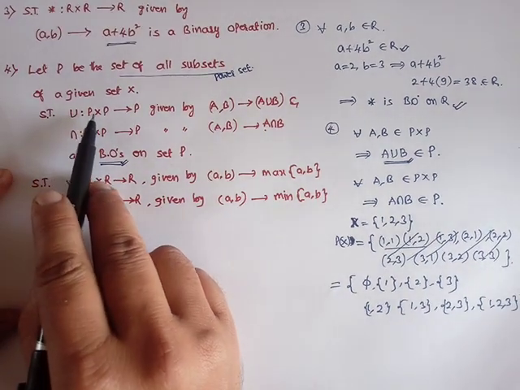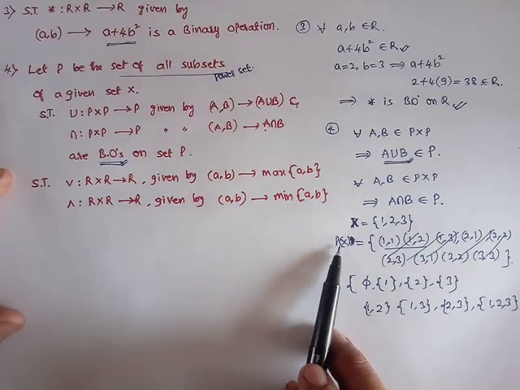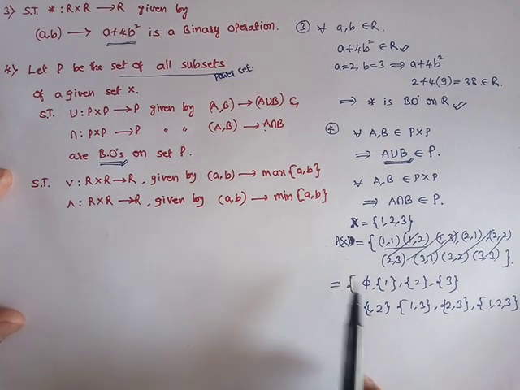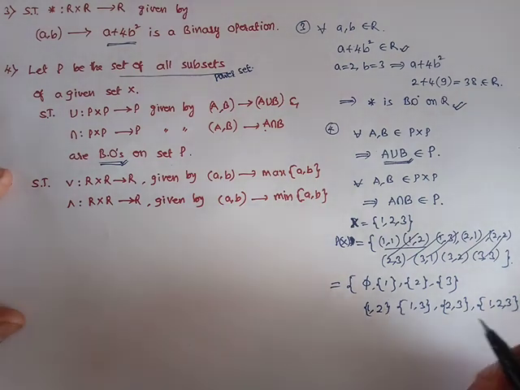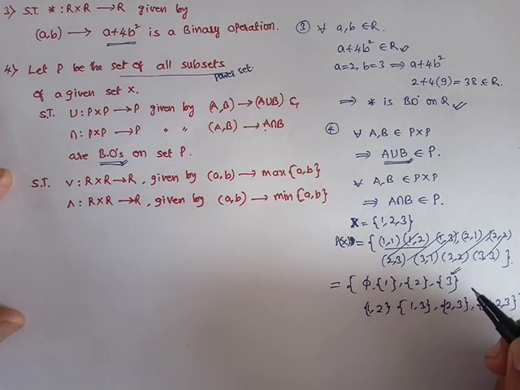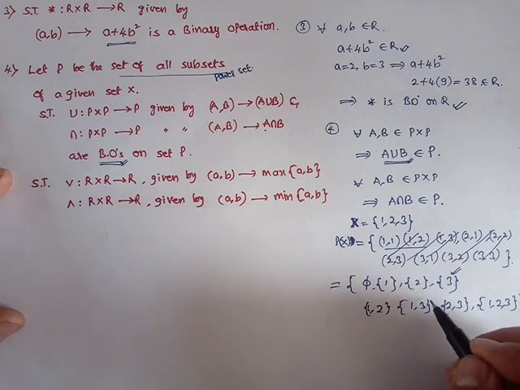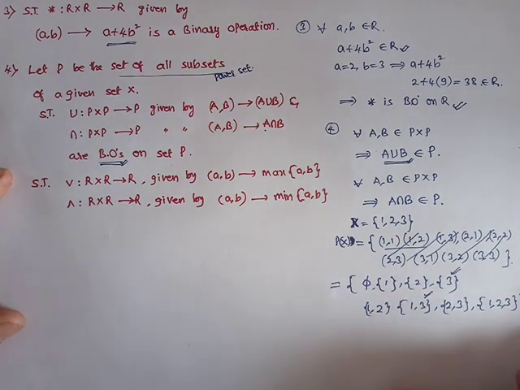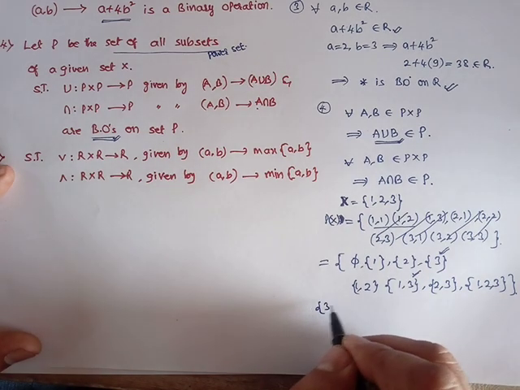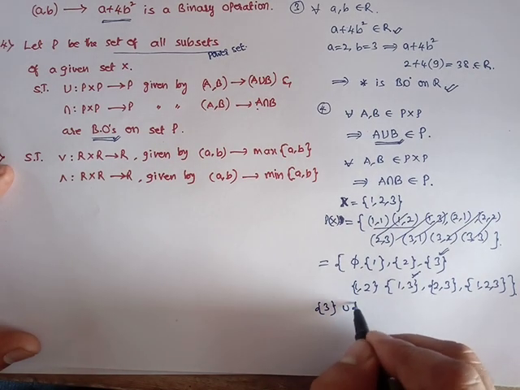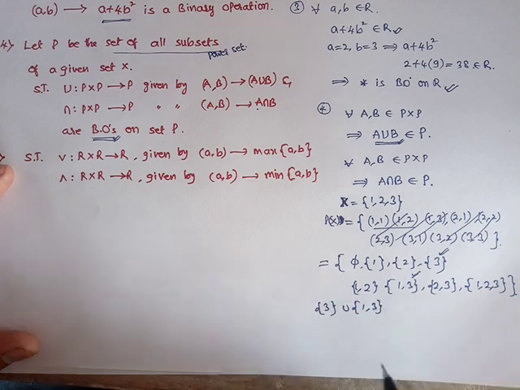So union is taken on P cross P, so one more set P should be taken, the same set, and in that you consider two elements. So I'm considering one element as the set 3, and one element as 1 comma 3. So I want to write the union of them: the union of 3 and the union of 1 comma 3.